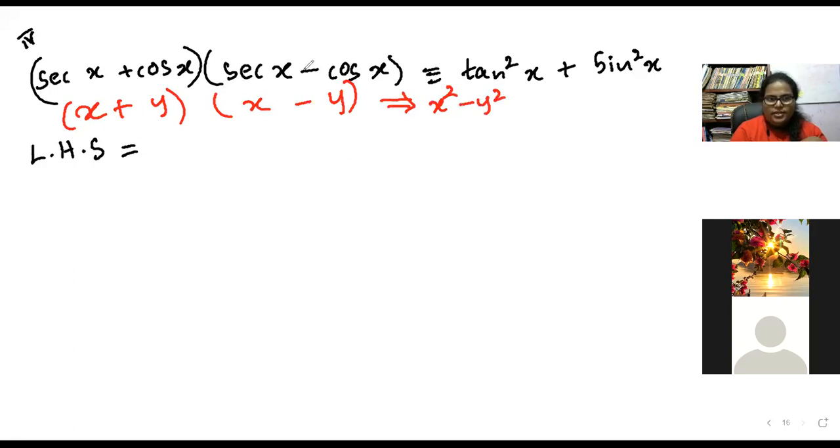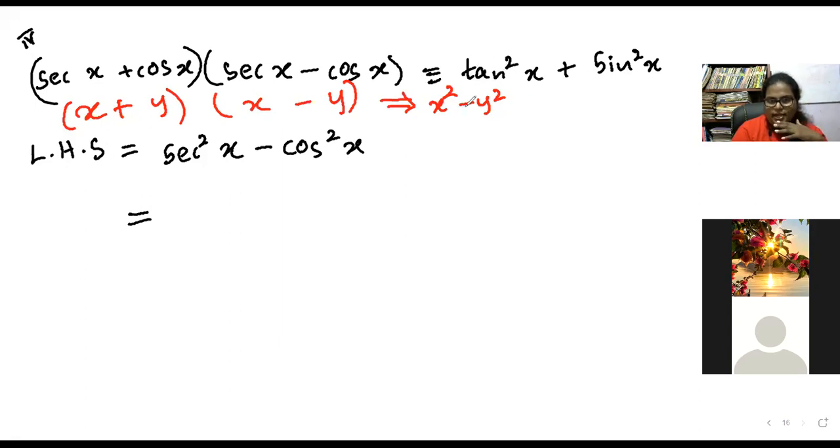So you can write the same thing here. Sec square x minus cos square x. You can write like this, by simplifying, by multiplying these brackets. And what you have to do is look at the answer solution side, that means the right hand side.